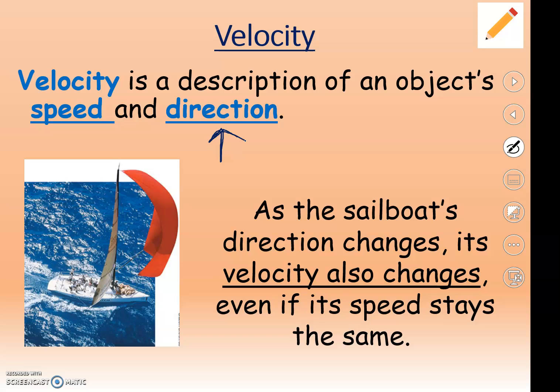So let's say we have a sailboat and the direction changes. We're going north, maybe we're going northeast, then all of a sudden we're going east. The wind is really changing our direction here. So because the direction is changing, let's say the sailboat goes a constant 20 miles per hour. But if the direction is changing, the velocity is also changing, even if that speed is staying the same. So sailboats have a changing velocity. It's constantly changing. Unless they're going in a perfect straight line, same direction, it's changing, even though the speed is staying the same.